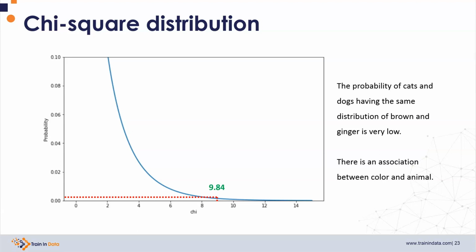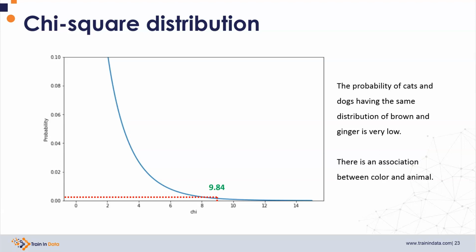Now, something that I want to clarify is that when we say that cats and dogs don't have the same distribution, it doesn't really mean that we have to have 50% of cats that are brown and 50% that are ginger. We can as well have 20% of cats that are brown and 80% that are ginger, but if there was no association between animal and fur, I would also expect 20% of dogs to have brown fur and 80% to have ginger fur. Because we rejected this hypothesis, it means that the distribution of fur depends on the species of the animal.